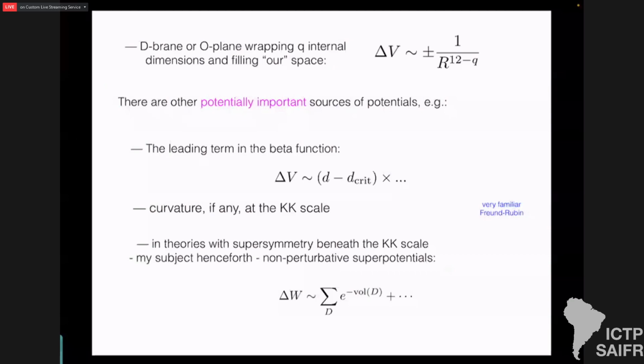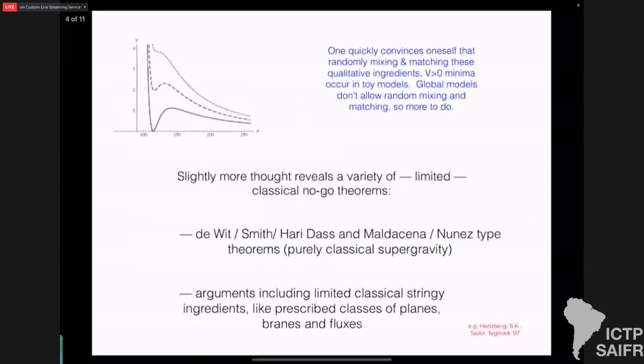In a supersymmetric theory, for every axion, there's a corresponding kind of instanton. In string theory, those come potentially from worldsheet instantons or D-brane instantons, and they contribute in a way that's exponential in the volume of whatever cycle they wrap in the internal space. Okay, so you can quickly convince yourself that if you randomly were to mix and match the ingredients you have qualitatively and compute the structure of the resulting potentials, it's easiest to get runaways or anti-de Sitter vacua, but in fact, vacua with positive V at minima do occur in toy models without really too much effort, okay?